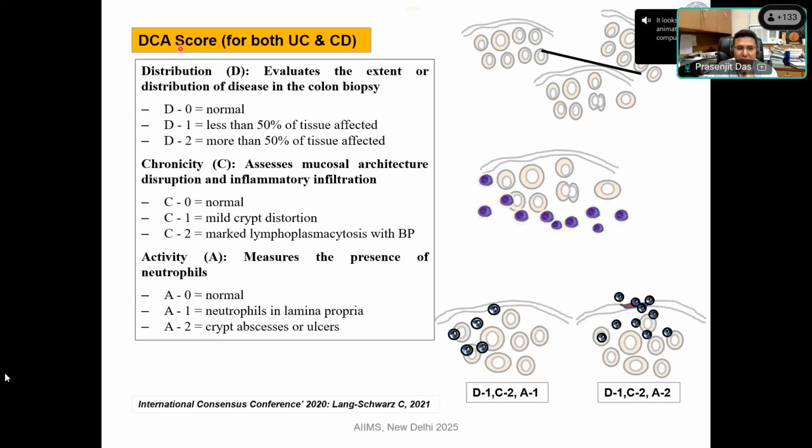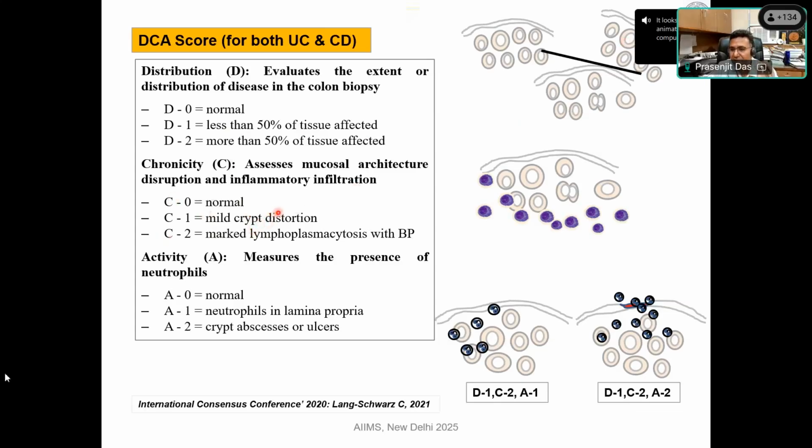It has 3 components, D for distribution of the disease. Here the distribution possibly means chronicity and activity, both you have to see, possibly involving less than 50% of the total crypt area. So it is focal. If it is less than 50%, it is D1. If it is more than 50%, D2. Secondly, chronicity. C0 is normal, then mild crypt distortion; distribution is the overall distribution, then chronicity you have to see.